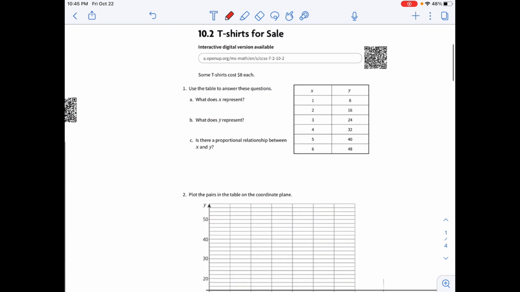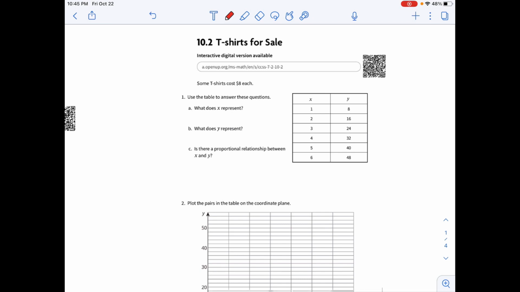Okay, next one. We have a table here. It says some t-shirts cost $8 each. Use the table to answer the questions below. What does X represent? X just represents the number of t-shirts. And Y is just going to represent the cost. Is there a proportional relationship between X and Y?